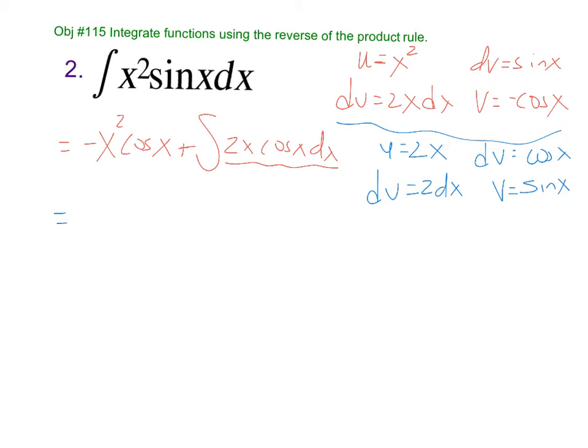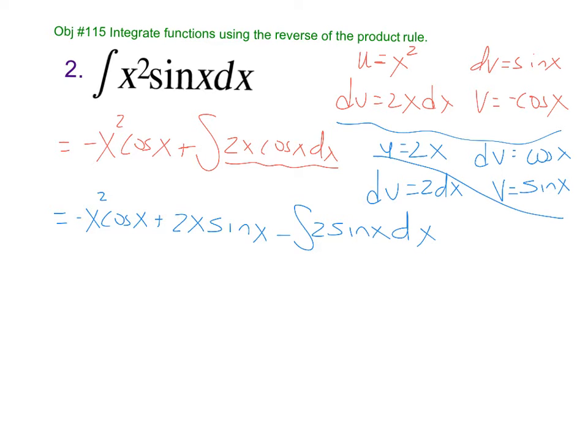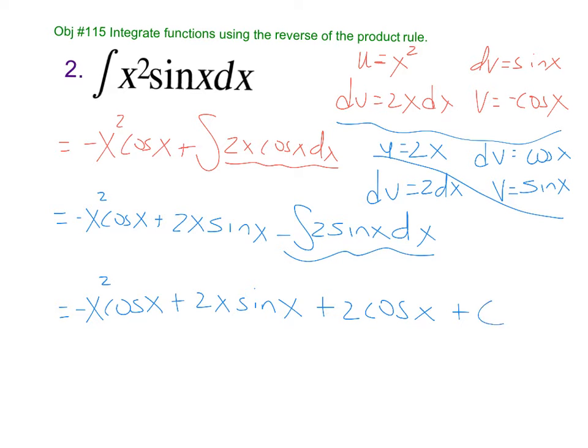So now I'm going to rewrite the first part. Negative x squared cosine x plus, multiply my diagonal, 2x sine x minus the integral of 2 sine x dx. Now I'm down to the point where I know how to find the antiderivative of this. So negative x squared cosine x plus 2x sine x plus 2 cosine x, and then don't forget your plus c.